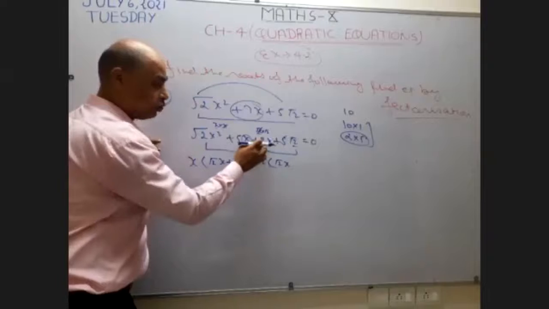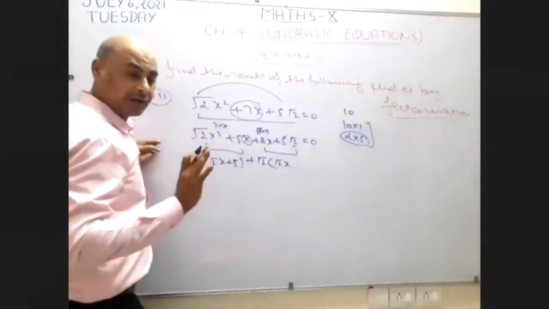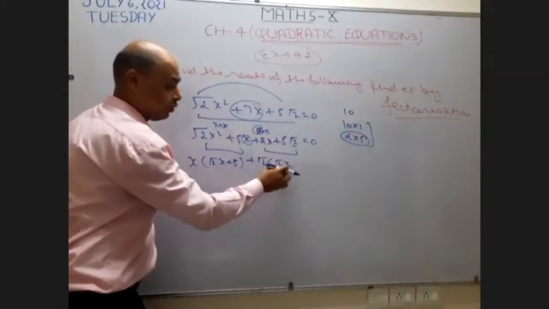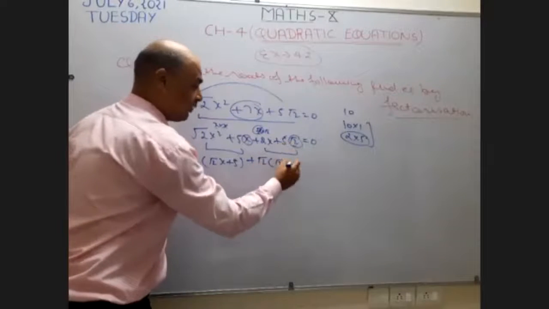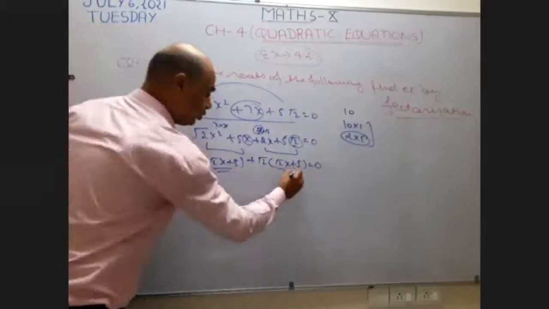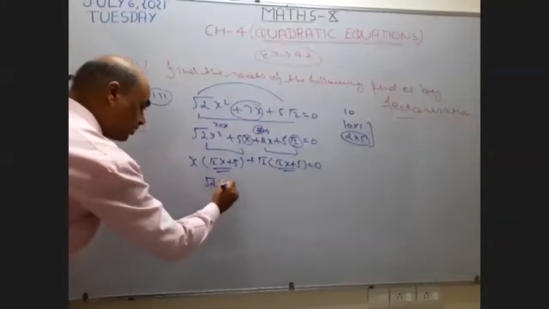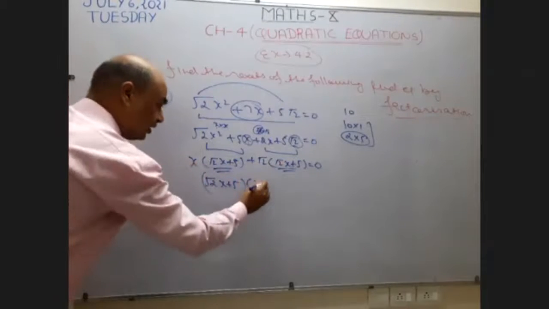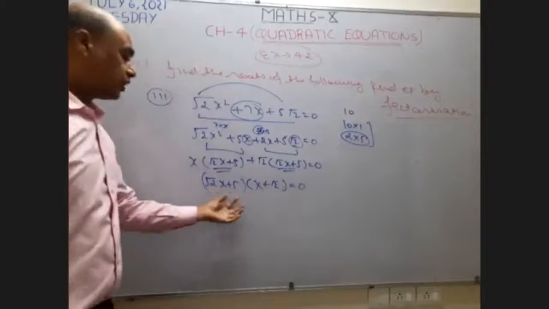Clear? When I take root 2 common from 2, 2 can be written as root 2 into root 2. Okay? When I take root 2 common, what is left? Root 2 and x. So I write root 2 and x. In the second part, I take this root 2 common. What is left? Plus 5 is left, equal to 0. Now see what is common between these two. Root 2 x plus 5 is common. So I want to take it common. Root 2 x plus 5. When I take this term common, what is left from the first and the second becomes x plus root 2 equal to 0. Now both the terms are equal to 0.